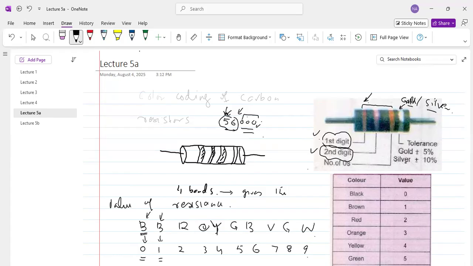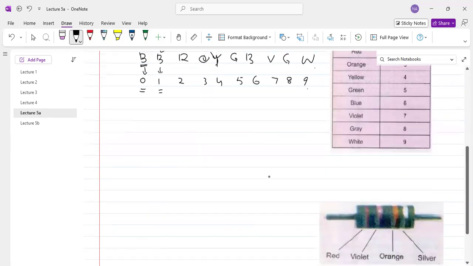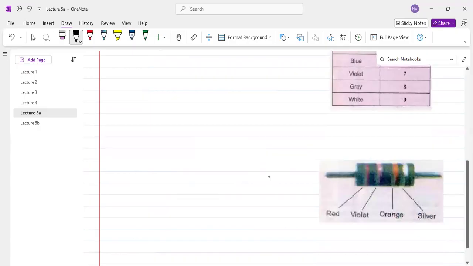If it is of gold color, then we write the value of resistance with plus minus 5%. And if there is a silver band, then the value of resistance calculated in this way would be within plus minus 10% of the given value. Let us apply this to an example.